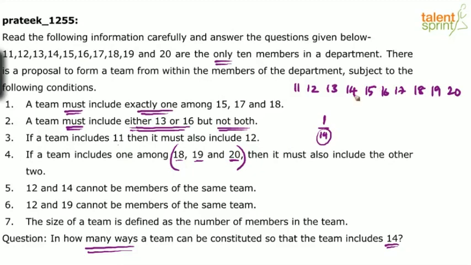Now, 14 is anyway there. What we'll do here is cancel out all the 10 members from 11 to 20. So 14 has anyway come. And let us now figure out the other persons. How? Just follow the conditions.